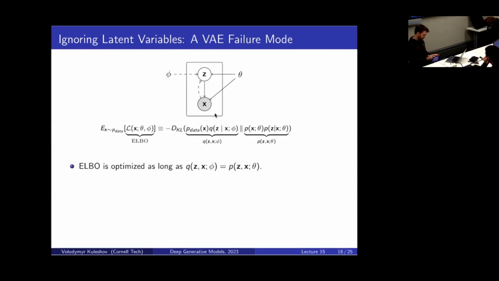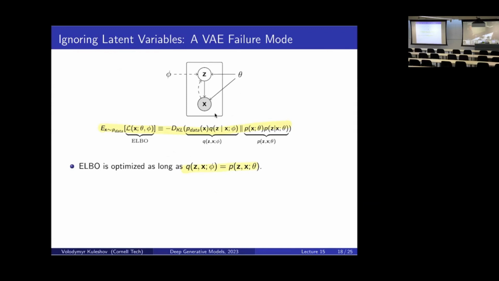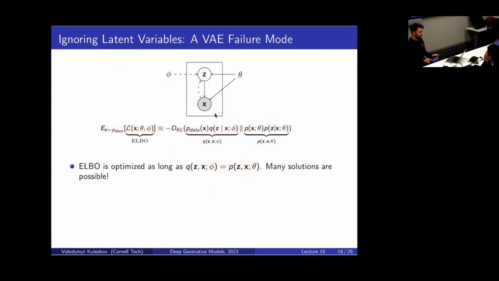So this is the derivation that I just made on the previous slide. What this derivation implies is that the ELBO will be optimal for any choice of q and p that satisfies this equality. Let's look at a few ways in which we can ensure this equality. There are many ways. One way, which is kind of degenerate and that we want to avoid, is the following.